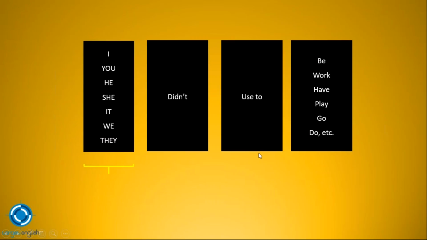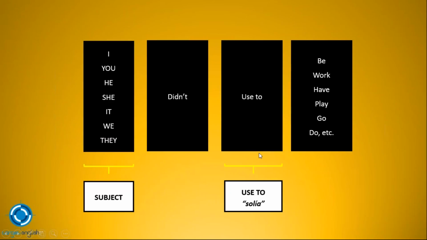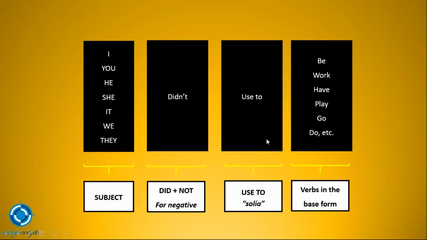So what about the negative form? I still have the subject, then I have the used to, but in the base form. So I use didn't, and I use used to. Ya no used, no con el de, sino used in present, the base form. So used to play, used to go, siempre su base form en ese tema, right? So this is something very important about used to.